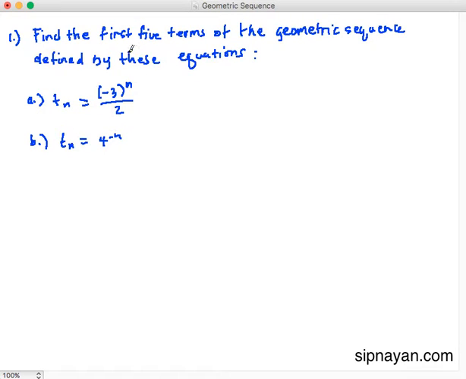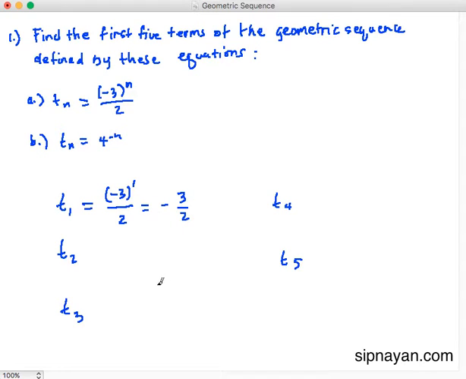So, ibig sabihin ng first 5 terms is kukunin natin yung t sub 1. We have to get t sub 1, we have to get t sub 2, and of course t sub 3, t sub 4, and t sub 5. No? So, t sub 1 meaning ang n natin ay 1, di ba? So, this is equal to negative 3. Ang n natin ay 1. So, negative 3 raised to the first power divided by 2. So, ibig sabihin, negative 3 over 2.